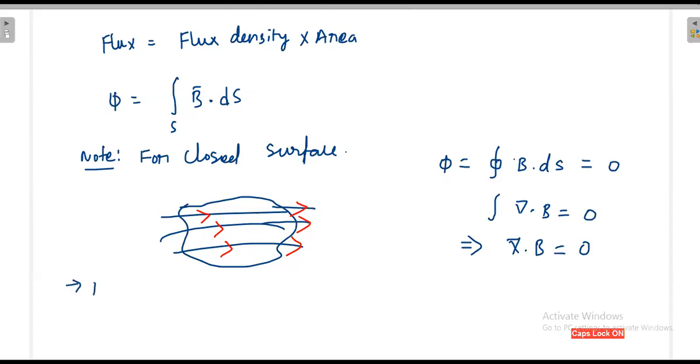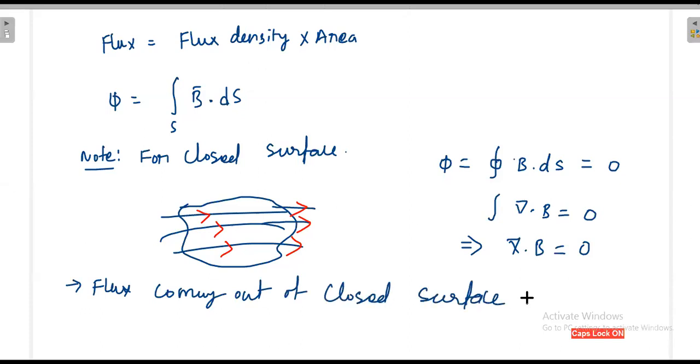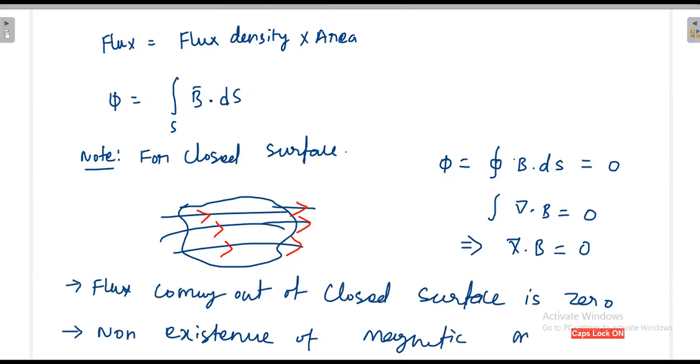The effective flux coming out of a closed surface is always 0. So what is the reason? It is due to the non-existence of magnetic monopole.